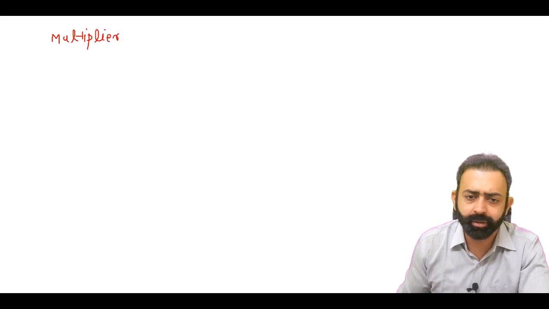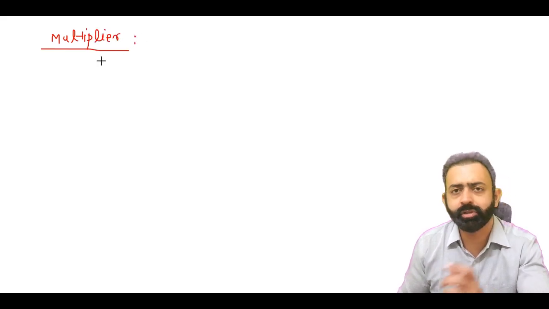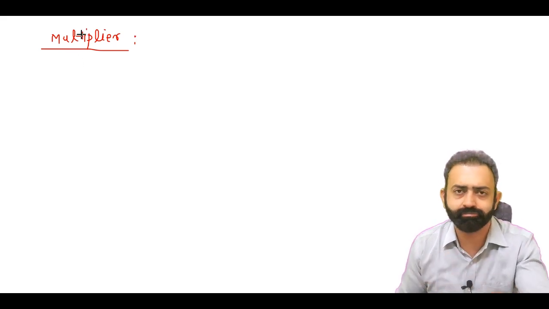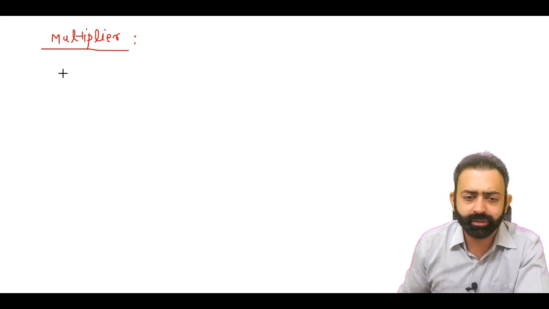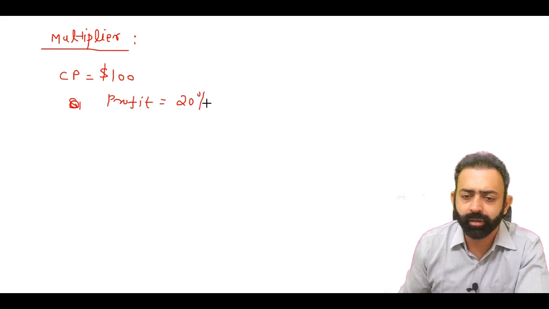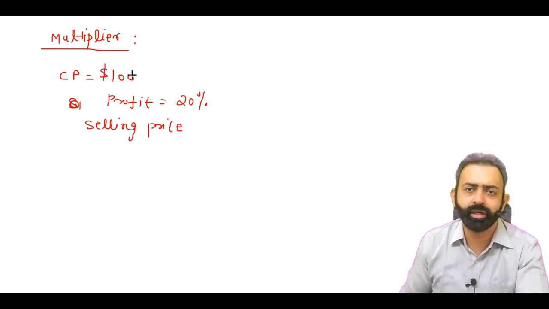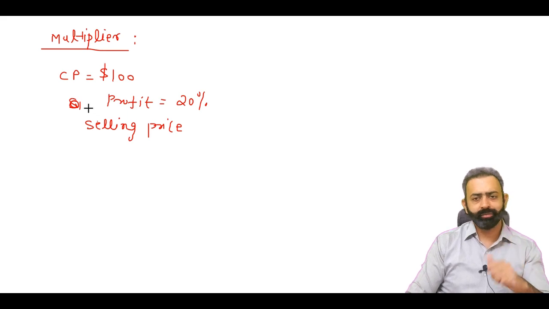You must keep this multiplier concept in mind, because we will use it in compound interest also, which is our next topic. So what is the case for multiplier? Let us say the cost price of an item is $100. I am giving you the profit percentage, that you have made a profit of 20%, and we have to find out the selling price. Obviously, since the cost price is 100, you can just by simple logic find out the final answer.